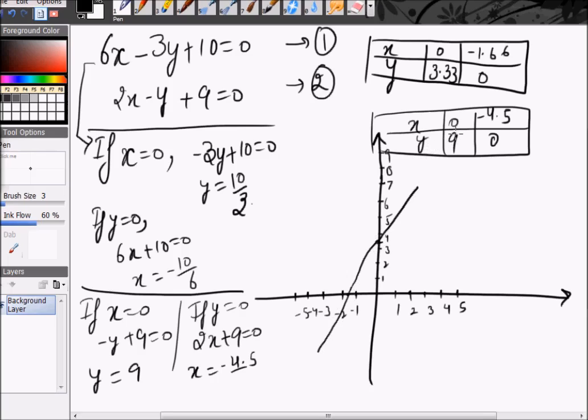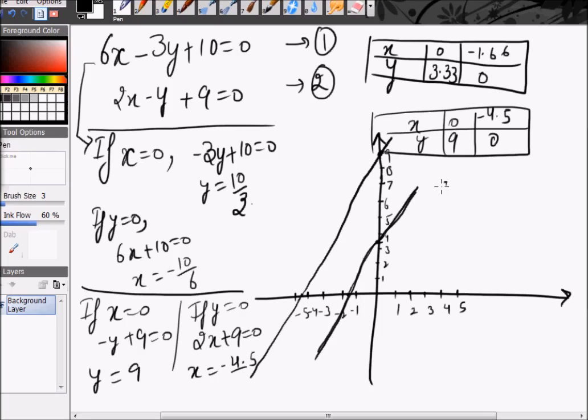For the second equation, if x equal to 0, y is 9, and if y equal to 0, x is minus 4.5. Thus joining these 2 points, friends, if we plot these two equations on a standard graph, we will clearly find that this pair of lines are parallel. Thus, no question of a common point arises.